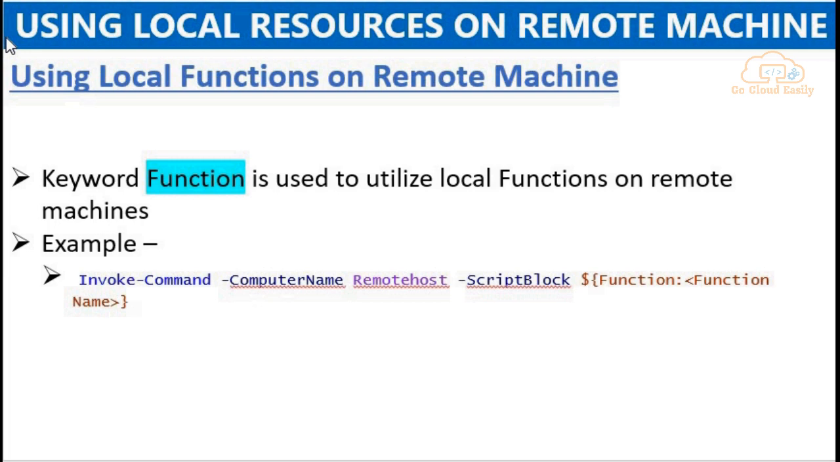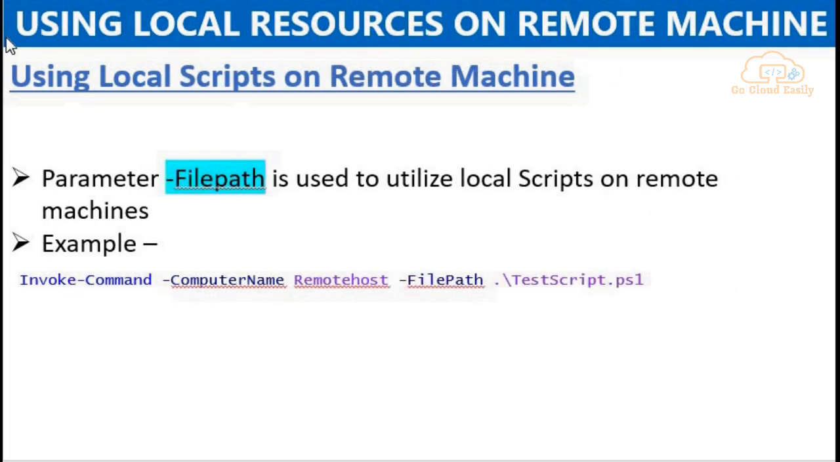In the same way, we can use local functions which are created on our local session of our local machine by using the keyword function, right? So by defining function before the name of the function, we are telling that this function is created on our local machine, but we are trying to use it on the remote machine. All right. And the same is the case with script.